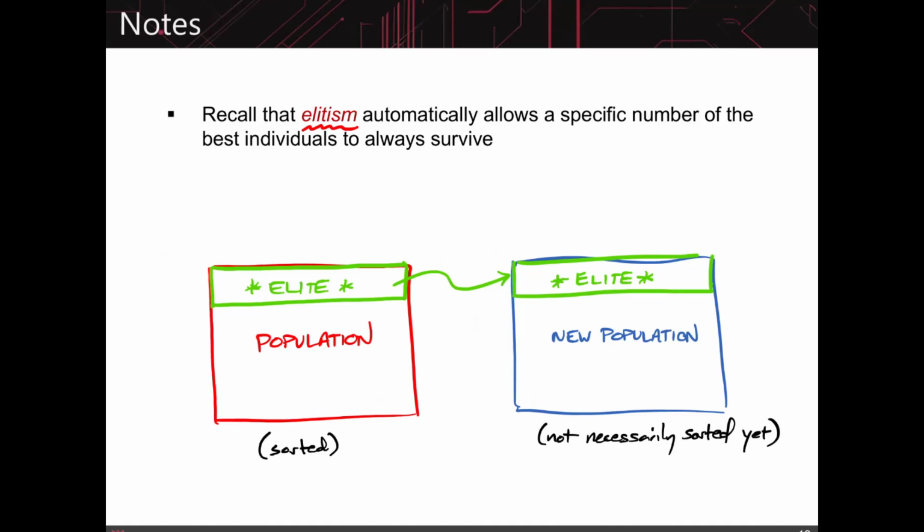Now you'll note that I've said that it's not necessarily sorted yet, and that's because the elite on one generation may not be the elite on the next one. So when we sort, maybe some of these green individuals might move down when we sort by fitness, and then they're no longer elite, no longer guaranteed to live on in the future generations.